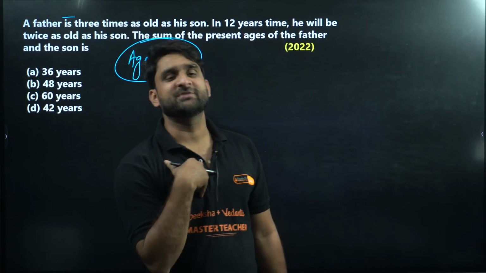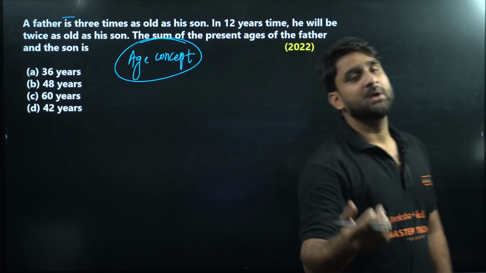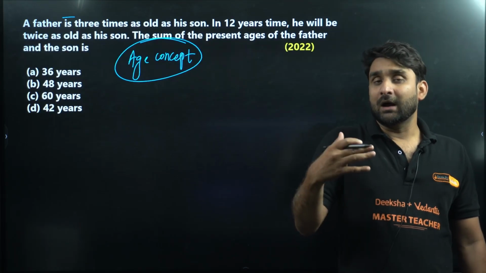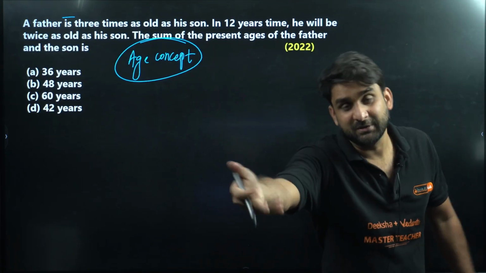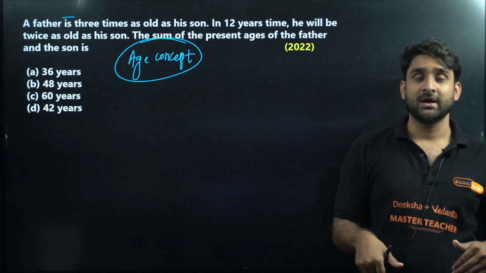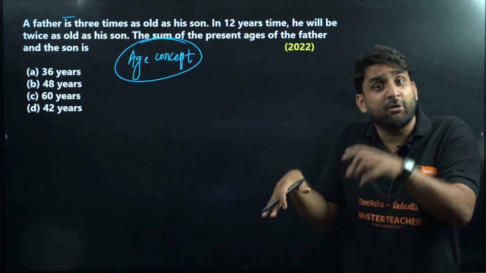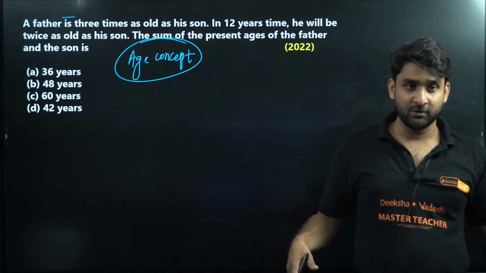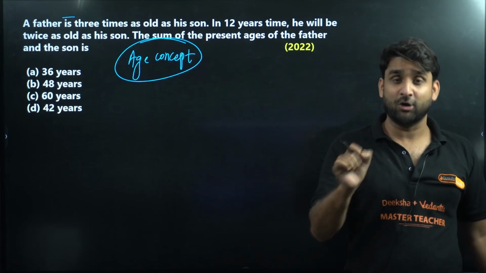If you know my present age, for example, if I'm 28 years old right now, how old will I be after 2 years? 30 years, because you know the present age. And if you know the present age, you can also find out the age 3 years back, I mean 4 years back, 5 years back.